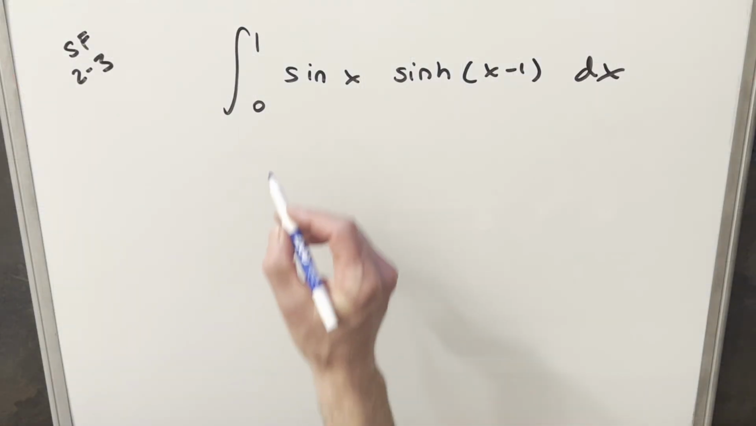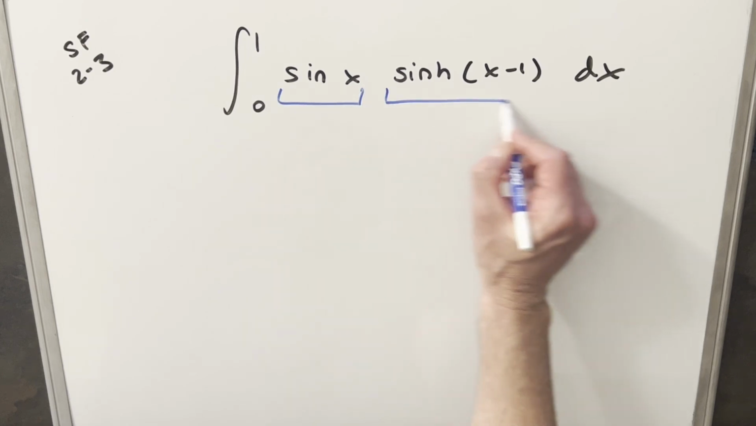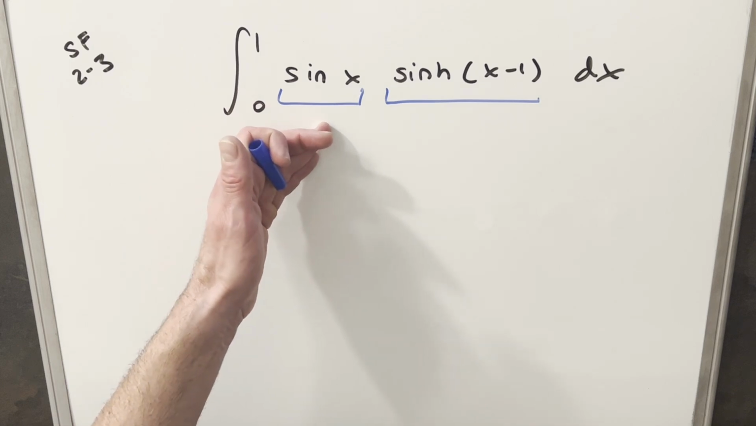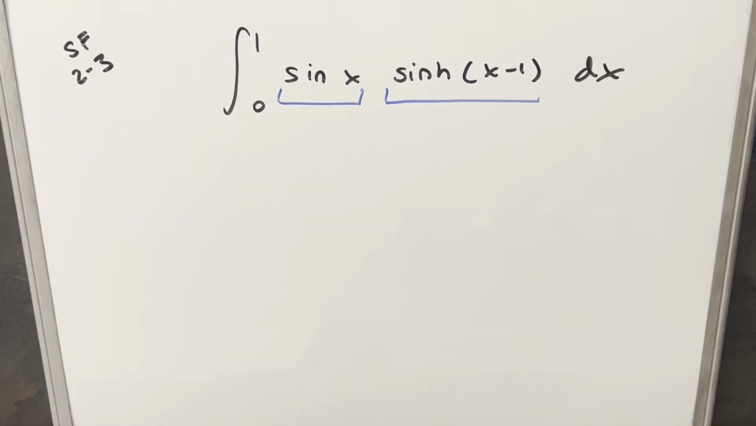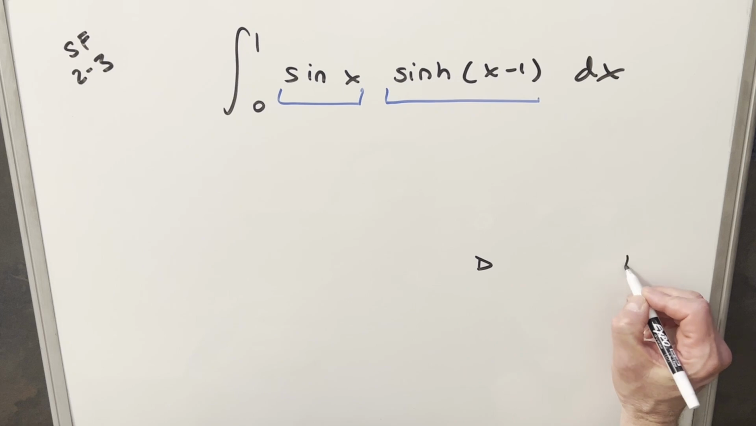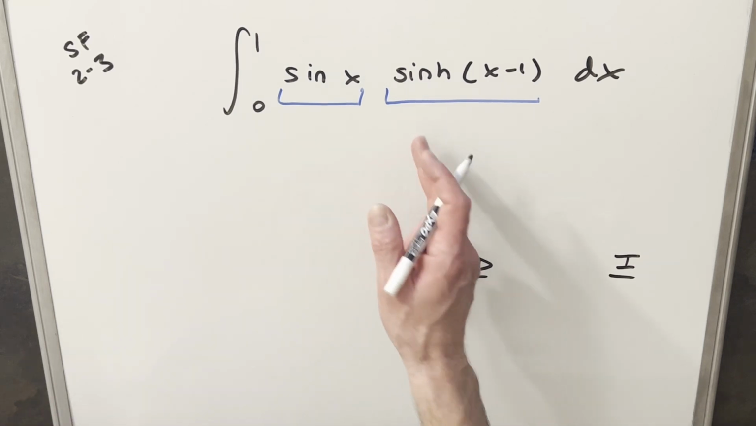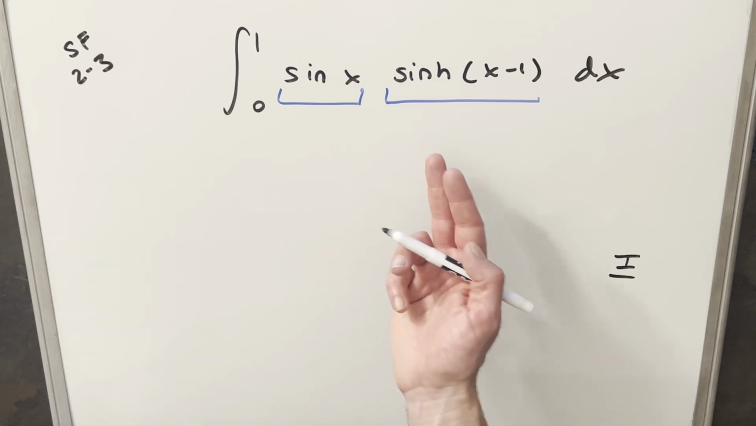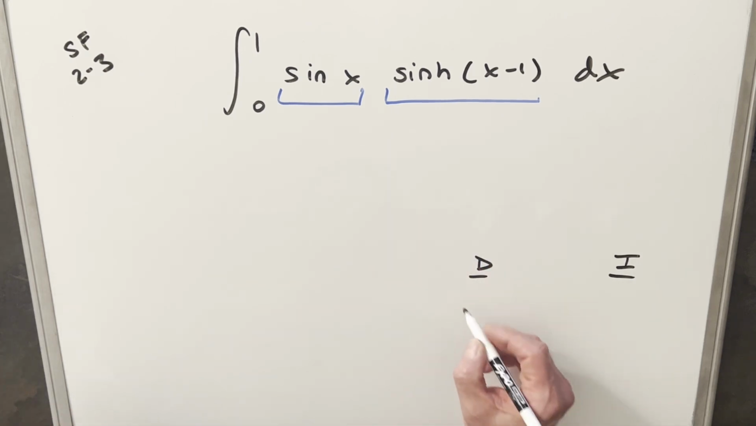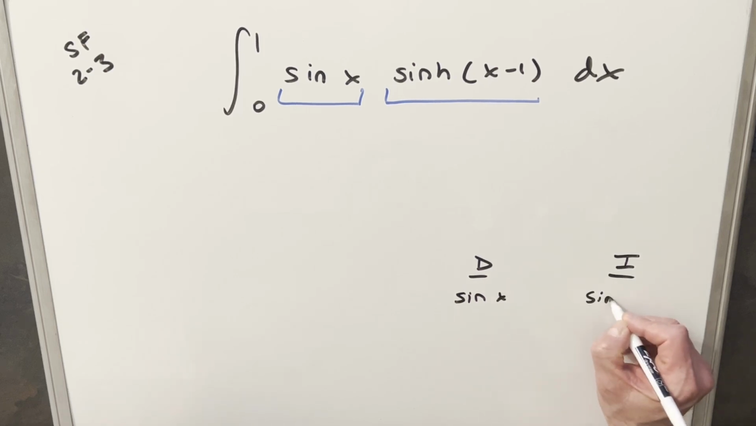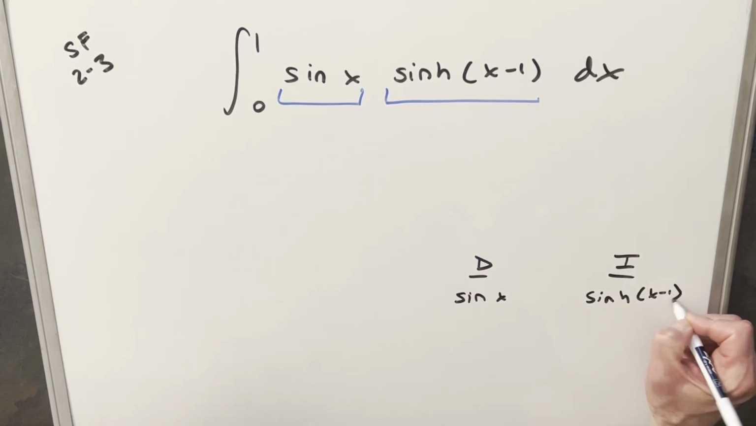But what I came to is we actually just have two functions here, and they're both easy to differentiate or integrate. So why don't we just try integration by parts on this and see where it goes. For integration by parts, what I want to do is the DI method, or tabular integration, of course. So we'll set up our two columns. One to differentiate, one to integrate. In this case, I think it really doesn't matter which we choose because they're both easy to differentiate or integrate. So I'm going to choose to differentiate sin x, and I'll integrate sinh(x − 1).